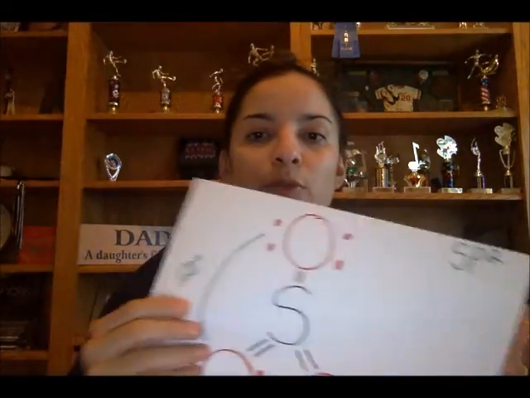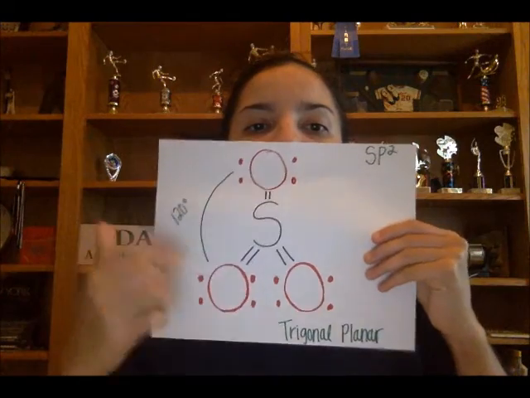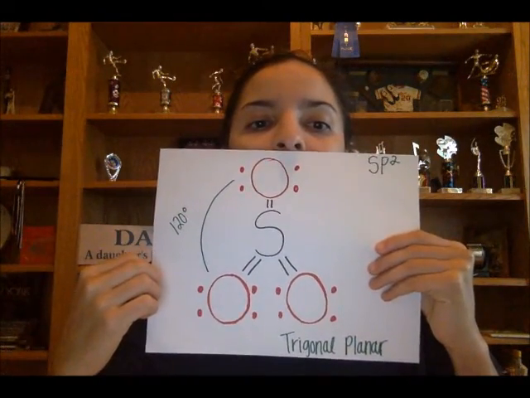sp2 hybridization uses the s orbital and 2 of the p orbitals from the second energy level of the carbon to form 3 hybrid orbitals. Because this type of hybridization only uses 2 of the p orbitals, there is still 1 p orbital left which the carbon can use. Here's an example of sp2, which is SO3, and you can see the 120 degree angle right there. This is trigonal planar.